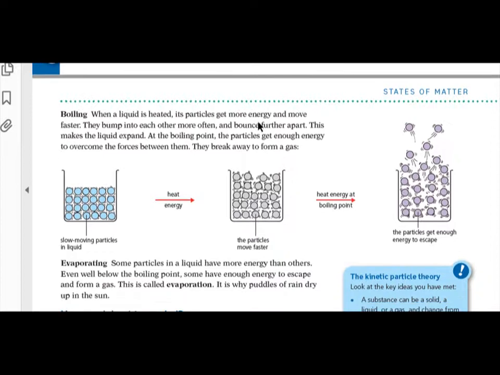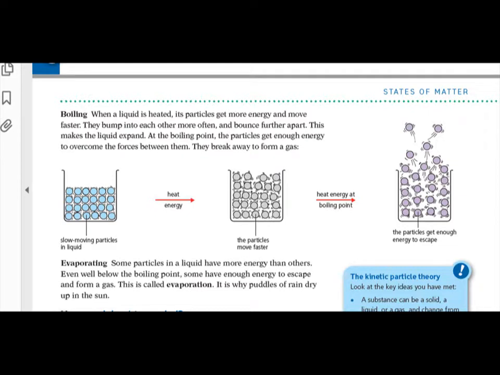But please note, don't confuse boiling and evaporation. Those are two different phenomena. In evaporation, some particles in a liquid have more energy than others. Even well below the boiling point, some have enough energy to escape and form a gas. This is called evaporation. It is why puddles of rain dry up in the sun. It's due to evaporation.